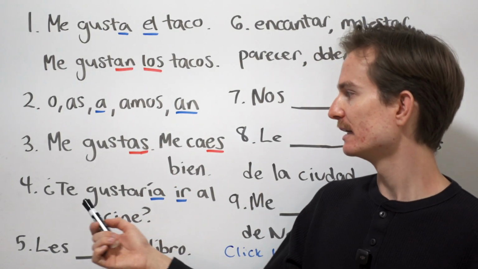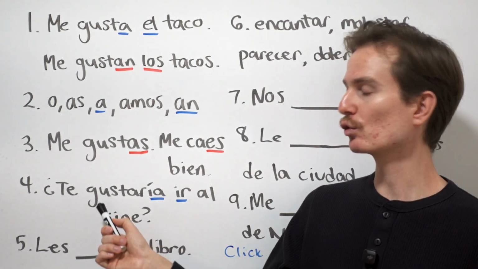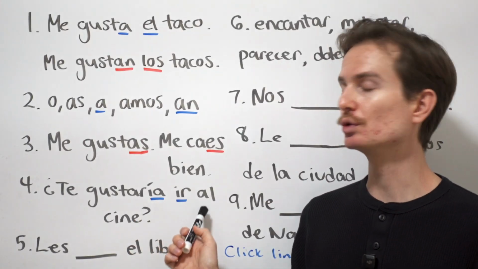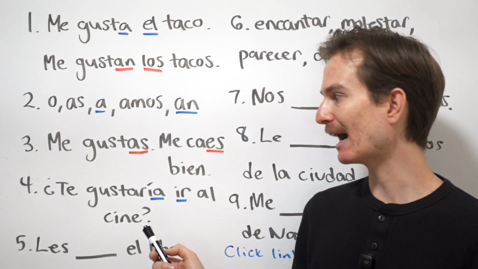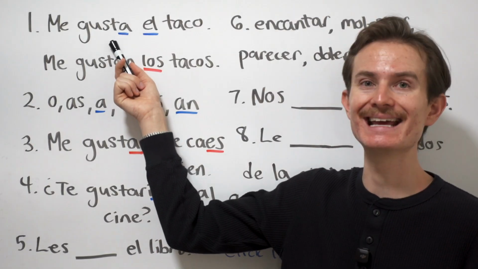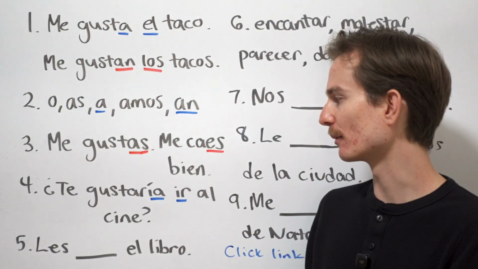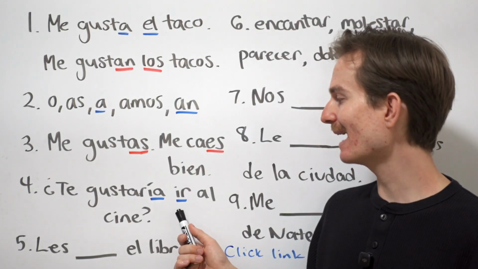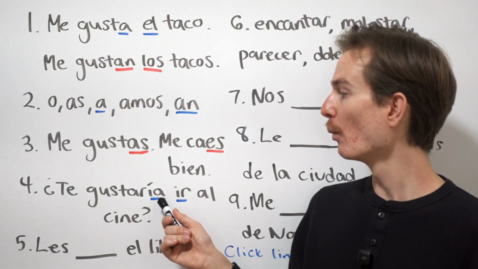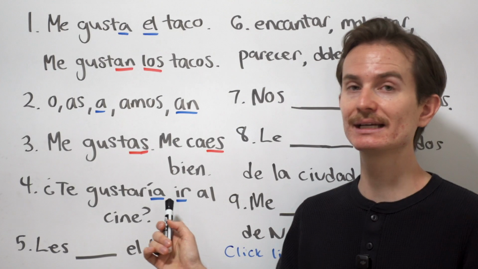Now, here we have the conditional tense instead of the present, and it would be, ¿te gustaría ir al cine? Would you like to go to the movie theater? Now, notice how gustaría is once again being conjugated in that third person singular, that él, ella, usted form. The reason is because when we have an infinitive verb, like this verb, ir, meaning to go, we will use the third person singular conjugation, okay? ¿Te gustaría ir al cine?